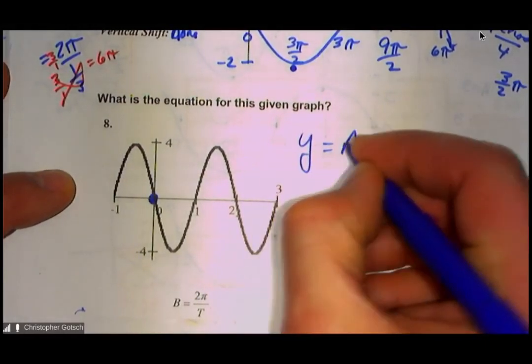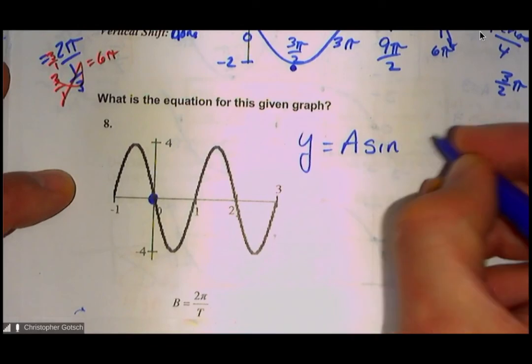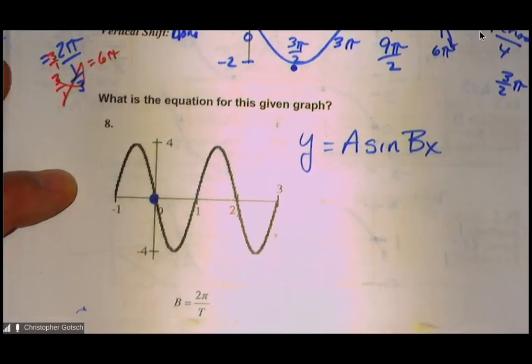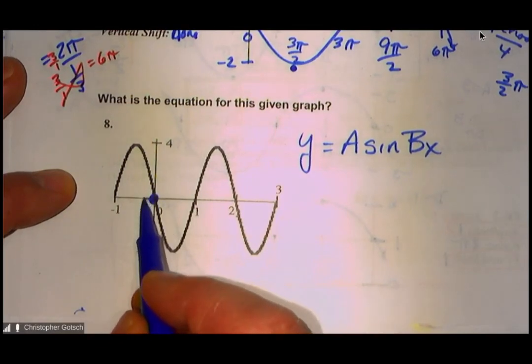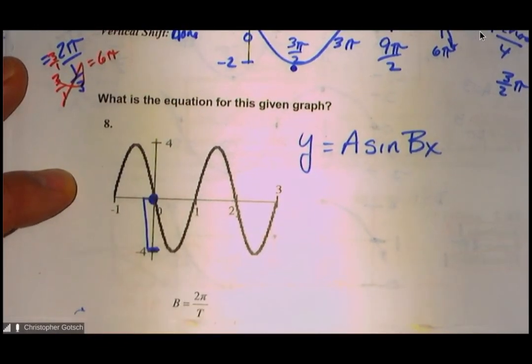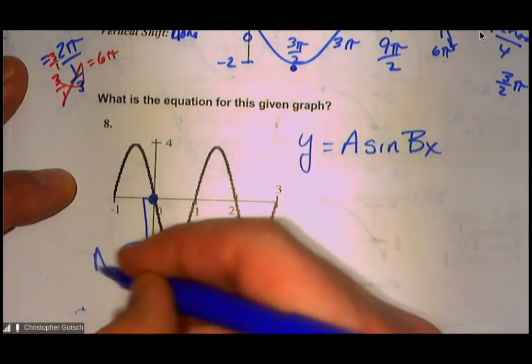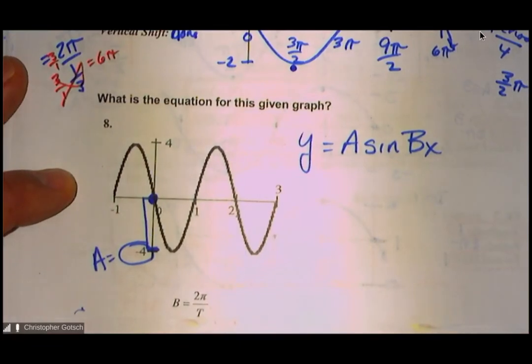They want us to figure out our A value and our B value. A is our amplitude. From the middle to the bottom. There it is. It's going down, so it's a reflection. Normally sine goes up. So that's our A value. It's either positive or negative. In this case, it's going down, so it's negative.